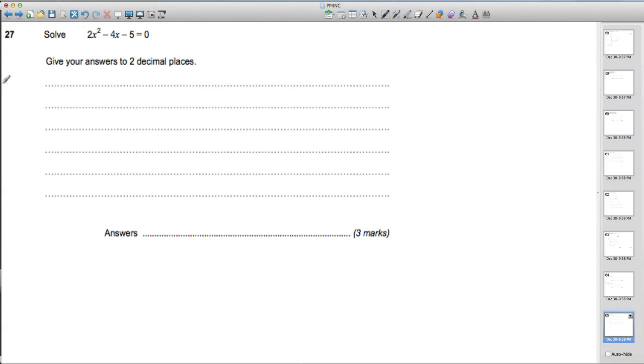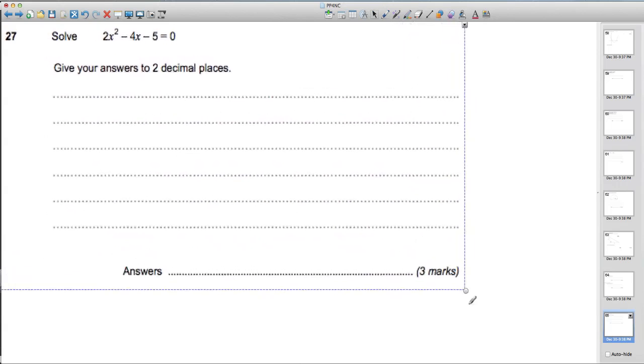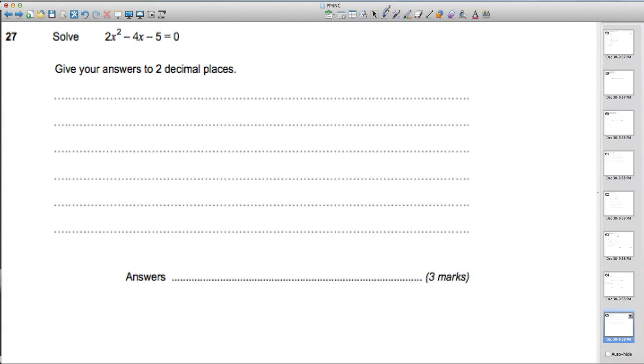Okay, and question 27, the last question, which is unbelievably easy. It is solve the quadratic, give your answer to 2dp. When it says give your answer to 2dp, you are supposed to use the quadratic formula, which is given in your formula booklet as negative b plus or minus the square root of b squared subtract 4ac all divided by 2a. Now the way I do this, I firstly work out b squared subtract 4ac. I think it's a lot easier.